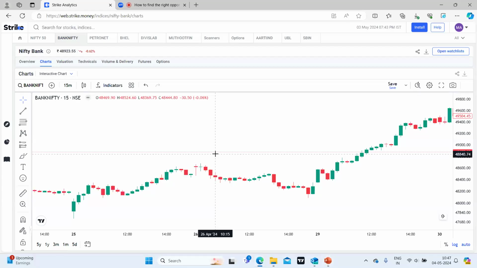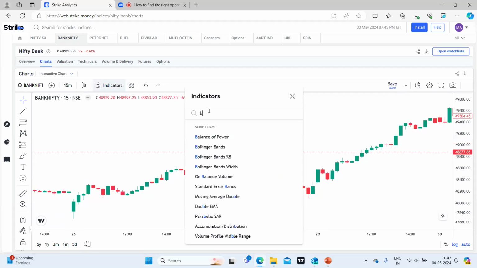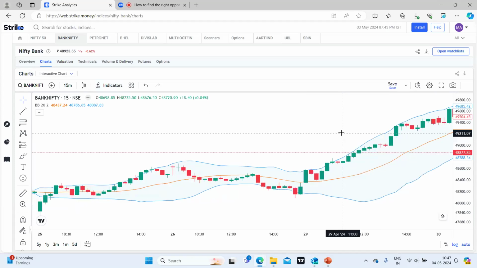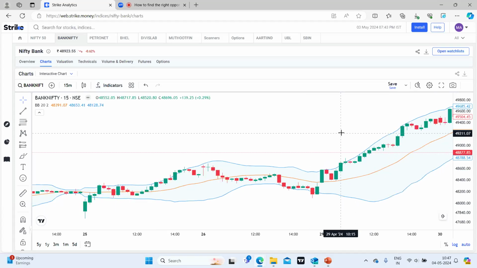नाउ नेक्स्ट स्टेप, अभी 15 मिनट पे बॉलिंजर बैंड्स, सिर्फ बॉलिंजर बैंड्स. हाँ, इसमें अब क्योंकि स्ट्राइक में द स्कैनर्स वर्क ऑन लोएस्ट टाइम फ्रेम ऑफ 1 आवर, तो इसमें आपका 15 मिनट पे आपका स्कैनर नहीं चलेगा. बट क्योंकि इंडेक्स तो दो ही हमें ट्रैक करते हैं, मतलब आई ट्रैक ओनली टू, आई डोंट ट्रेड ऑन फिन निफ्टी एंड मिड कैप निफ्टी. तो 15 मिनट का चार्ट इज गुड.